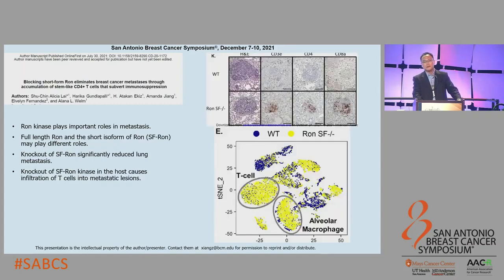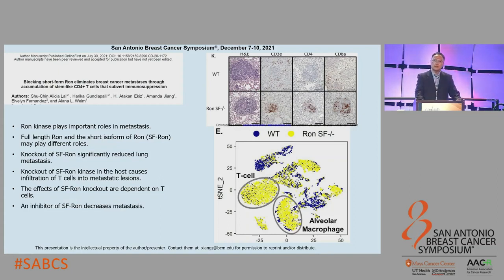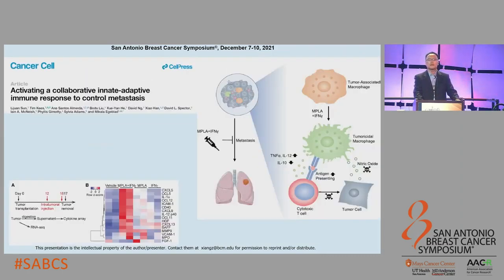And interestingly, this is happening because T cells are recruited to metastasis. And if you knock out T cells, this effect is abolished. And similar to genetic knockout, pharmacological inhibition also achieves the same effect. So this highlights a scenario where by targeting a kinase, you actually work through activation of the immune system.